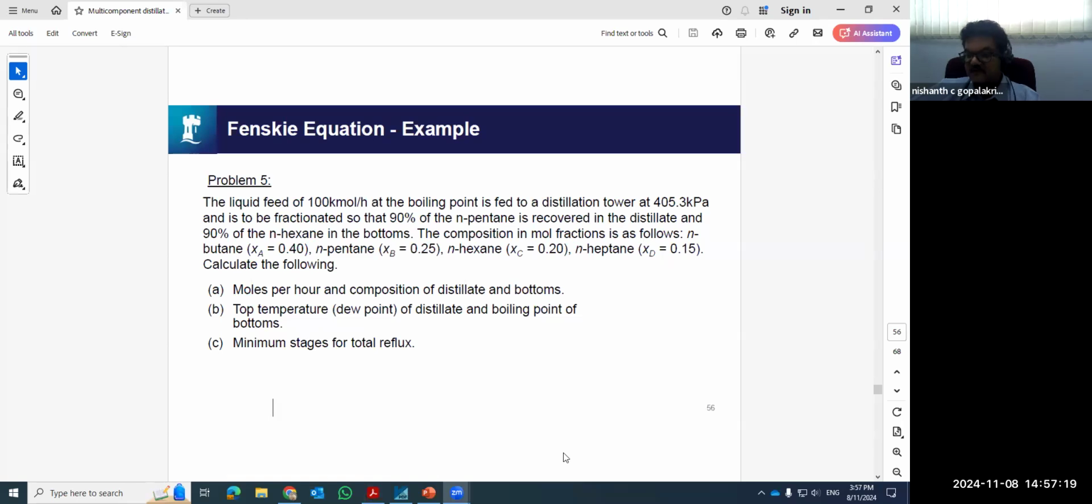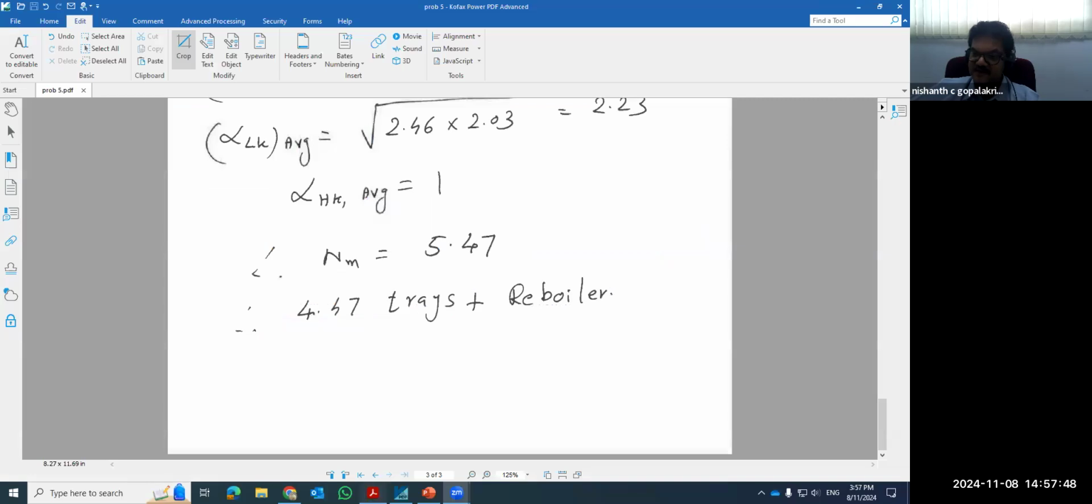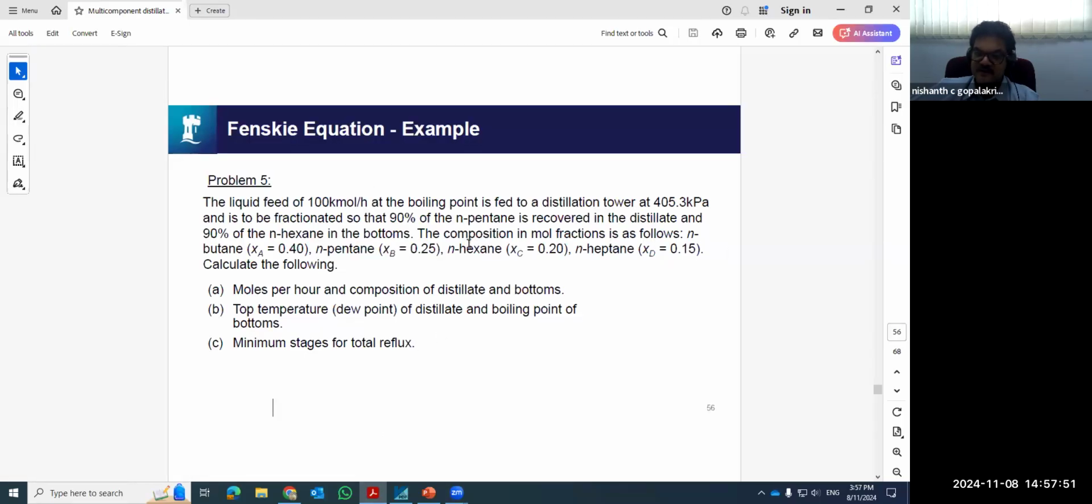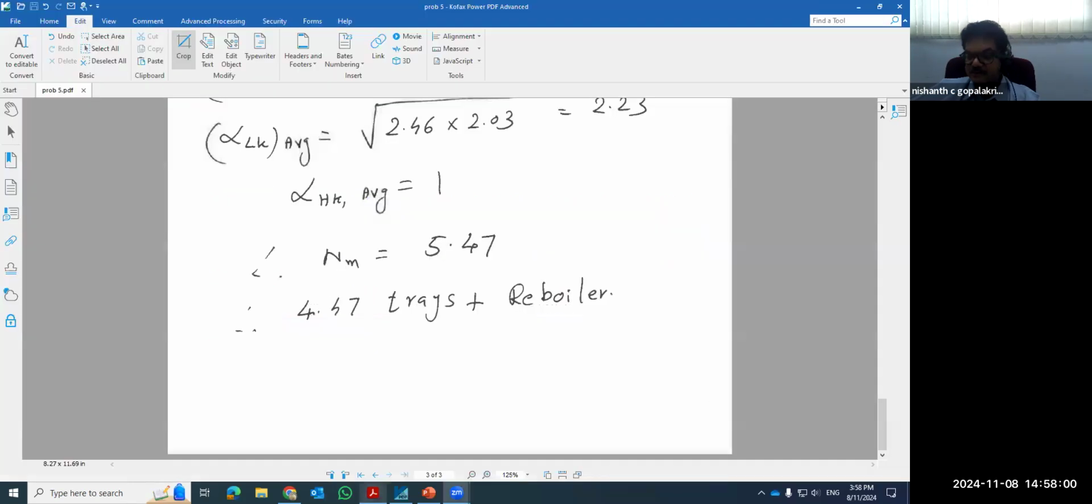B is light key and C is heavy key. Perfect. N-pentane and hexane. Yes. N-pentane is the light key and hexane is the heavy key because that's what we are trying to control. Right. So if that's the case, how much of N-pentane is at the distillate and how much of N-hexane at the bottom? Can you calculate that and then type the answer here? Based on this specification, how much of N-pentane will be in the distillate and how much of N-hexane will be at the bottom? 90%.